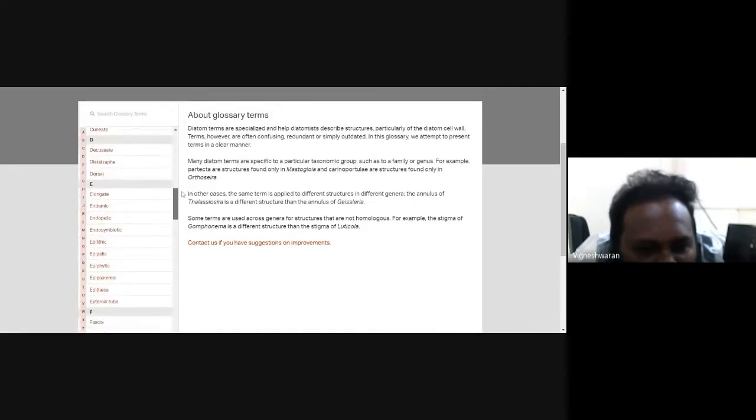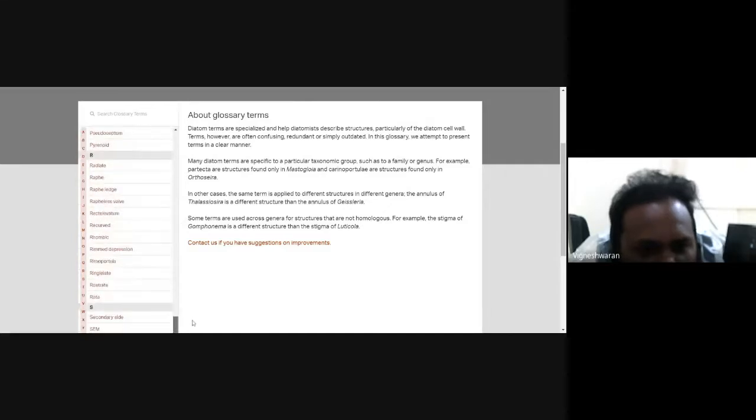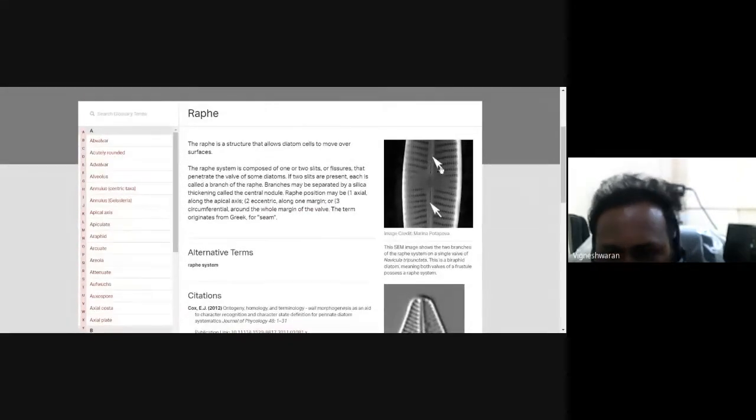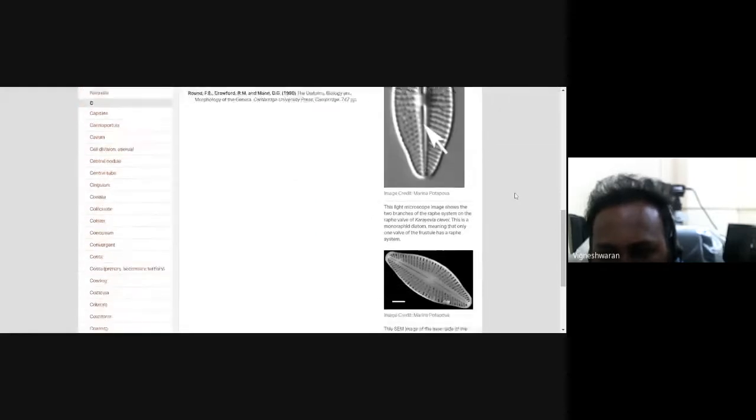So now first we will see the raphe. What is the raphe? Okay, so here it is. I'm talking about the raphe now. This raphe is the middle line, where the cursor, the point mark, is showing. So this is called the raphe.